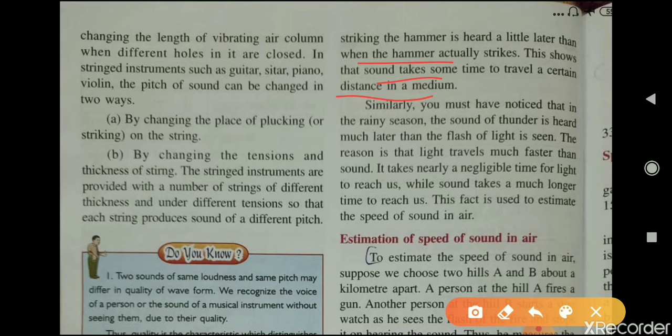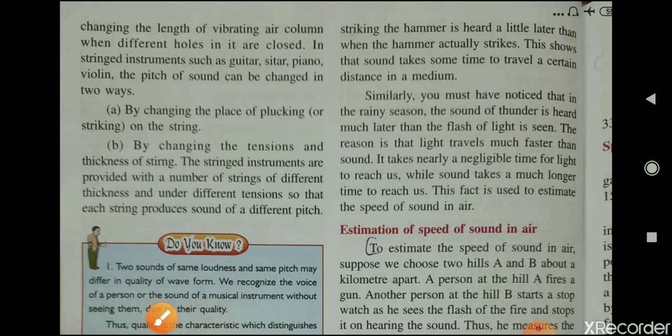Similarly, you must have noticed that in the rainy season, the sound of thunder is heard much later than the flash of light is seen. The reason is that light travels much faster than sound. It takes a nearly negligible time for light to reach us, while sound takes a much longer time to reach us. And this is a fact. This fact is used to estimate the speed of sound in air. Okay, so during thundering, you must all have noticed that light is seen first, and afterwards, the sound of thunder is heard because the speed of light is more than the speed of sound.